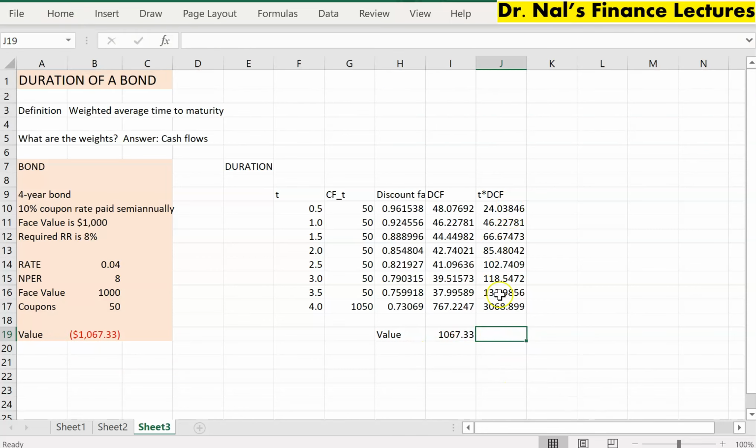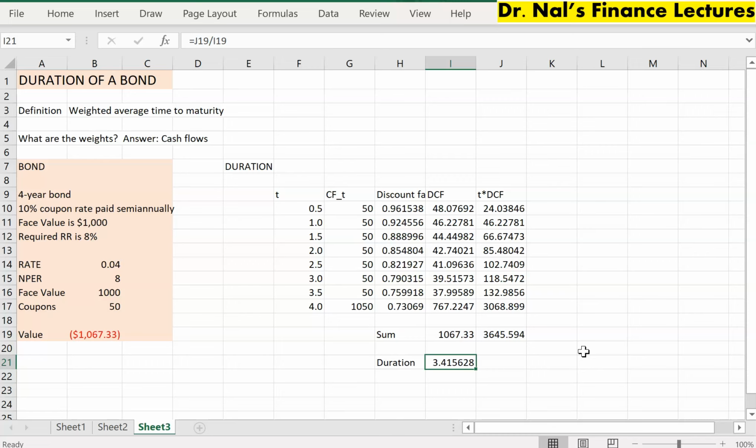Now, for the duration, I will do the following. Let me just change this to sum, which is perfect. I need to also take the sum of these. So this is equal to sum. Taking the sum of these as well, press enter. Now the duration turns out to have the following very interesting formula. It is just equal to this number divided by the weight, which is this. That gives us the average time to maturity, weighted average time to maturity, I should say.